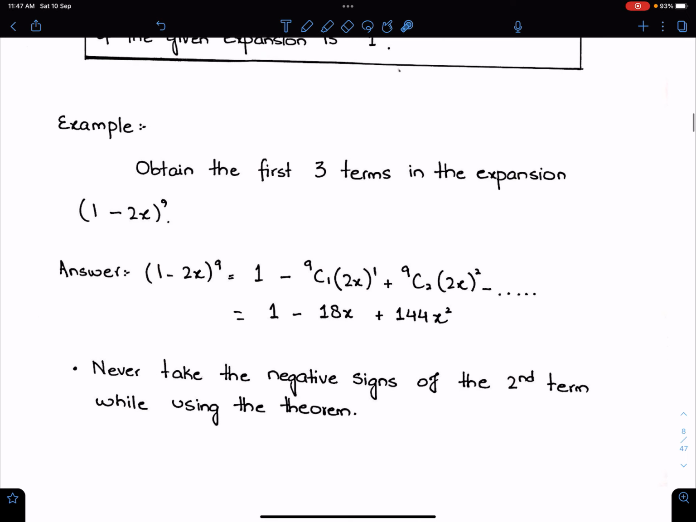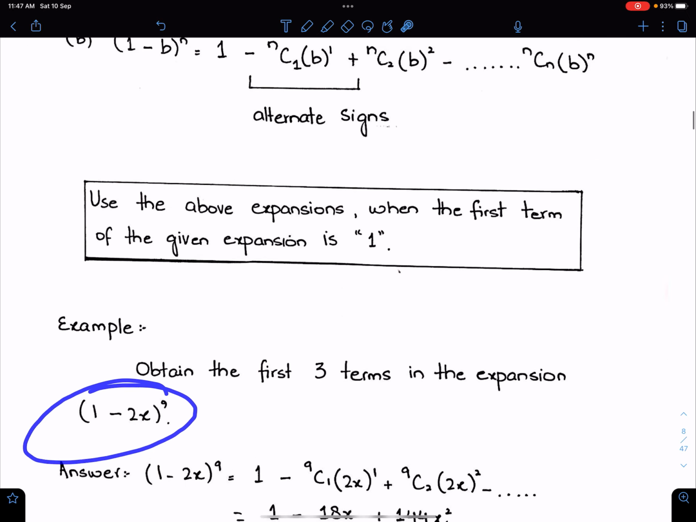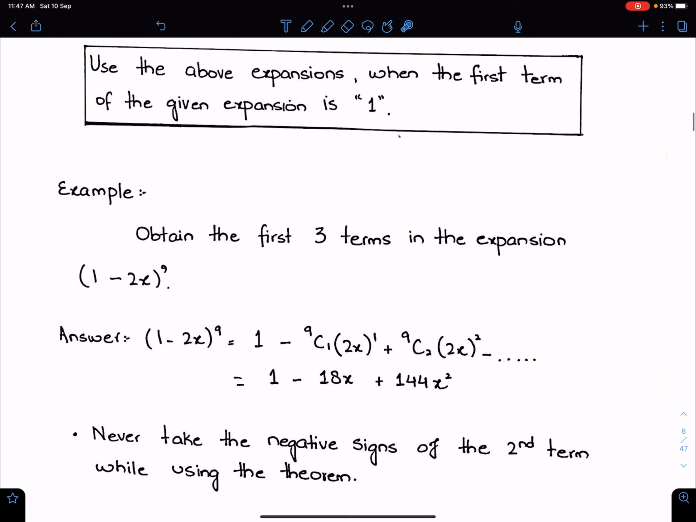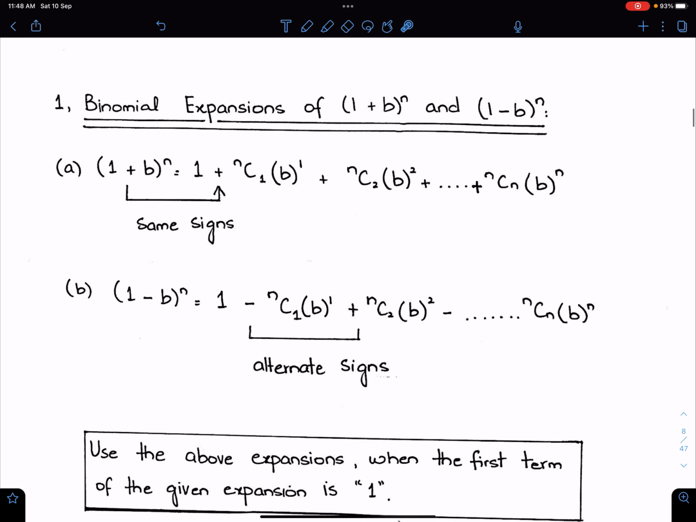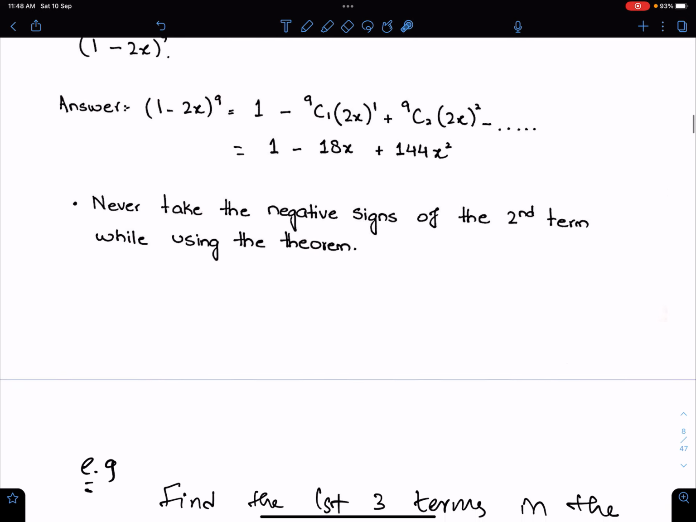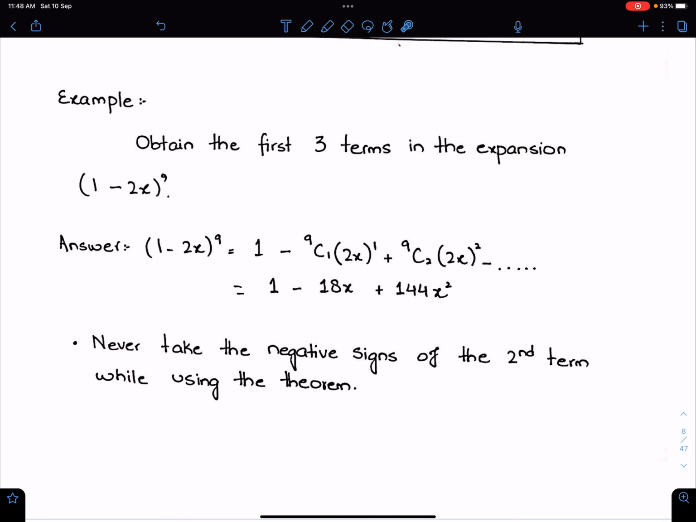For example, in this question, we can use this theorem, (1 - b) whole power n, because the first term of this expansion is 1 and we have negative sign here. And the question is obtain the first 3 terms in the expansion. Well, one last thing regarding this theorem or these theorems. This is the first term, this is the second term, this is the third term, and so on. And this is the last term. So we need first 3 terms in this expansion.